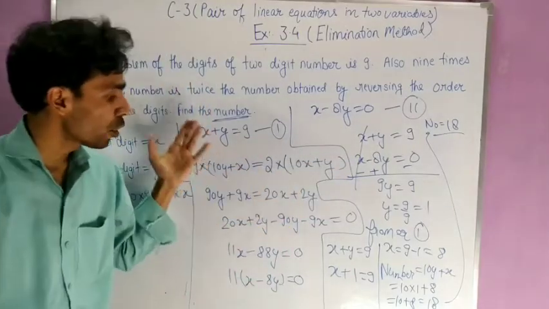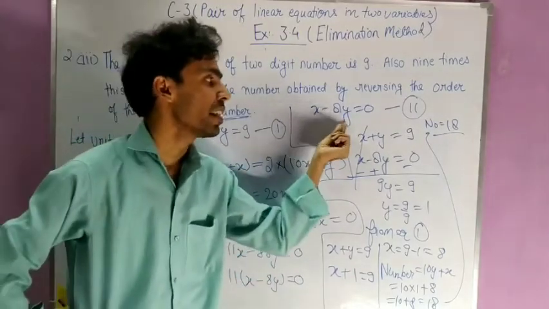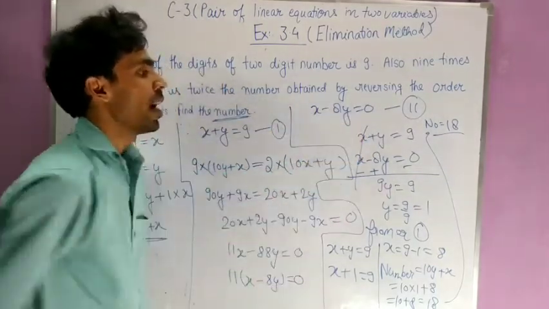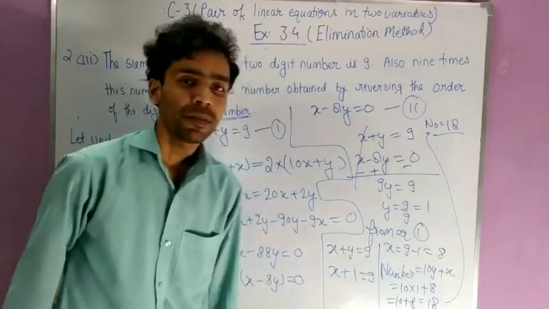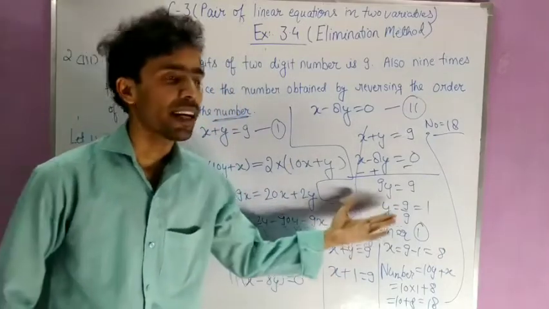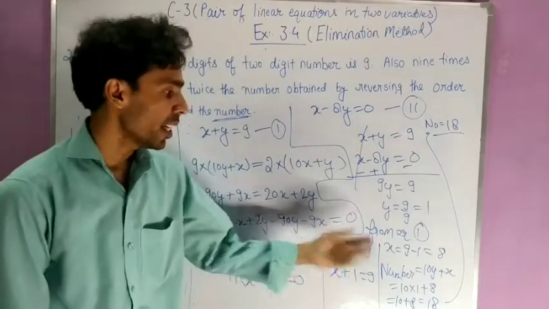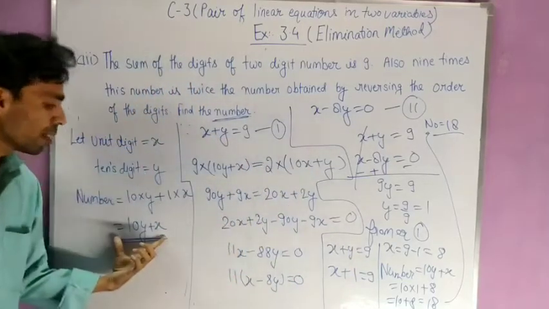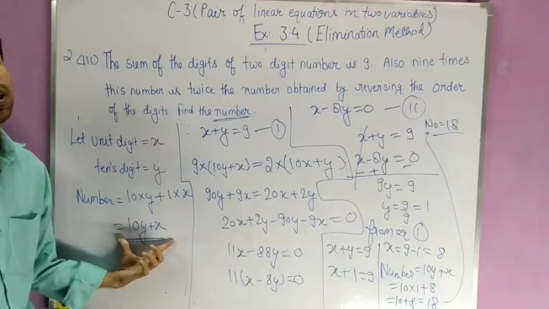So when we solve this, we get x minus 8y equal to 0. So now we have two equations, this and this, and after applying the elimination method, we have solved the value of x and the value of y. X is 8, y is 1. So by putting x and y in this number, we get the original number.